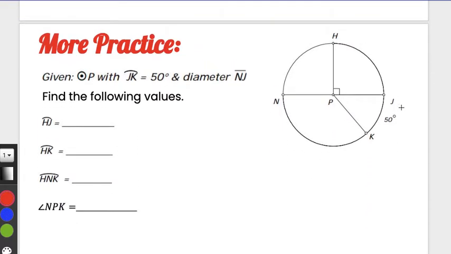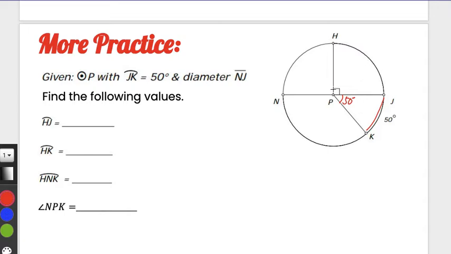In this one, as you can see, we have a circle P. As we mentioned, we use this symbol to indicate a circle. One arc, JK, is given as 50 degrees. We also know NJ is the diameter of this circle. Before we answer these questions, I always like to label what I know directly from the given information. For example, I know JK is 50 degrees, so I know this central angle is going to be 50 degrees, because they are equivalent.